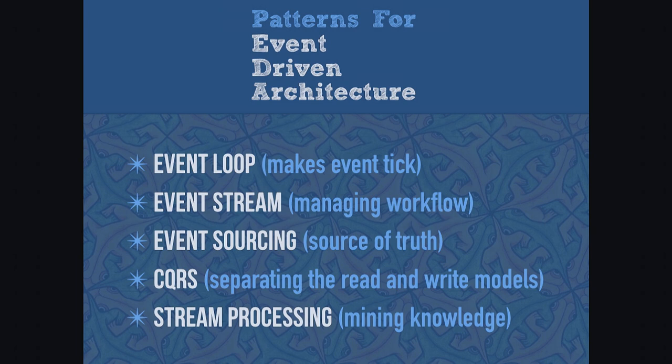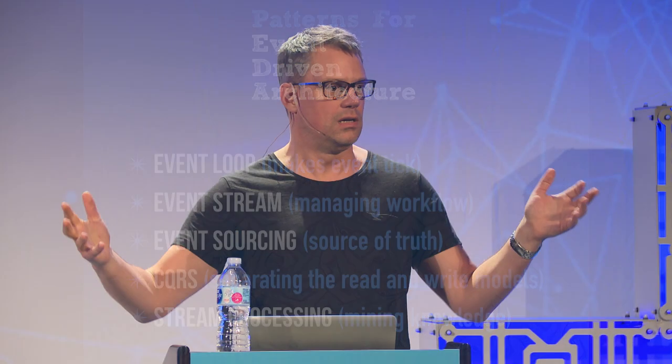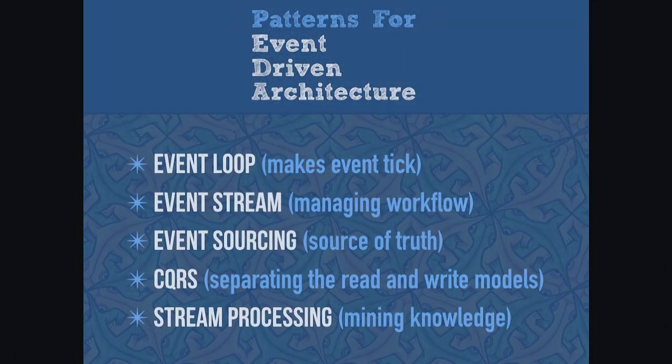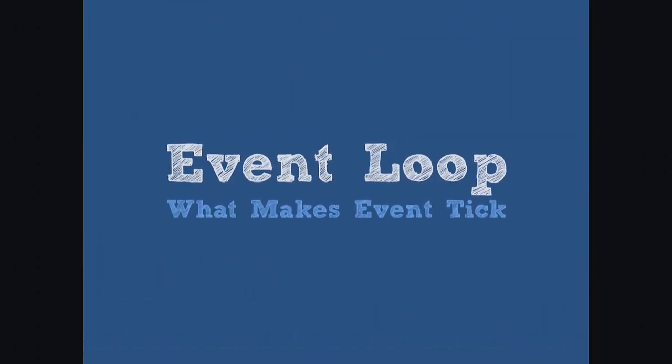So let's now look at some patterns, how to try to make sense of all this. We'll look at the event loop pattern, the underlying building block that really makes events tick. Look at event streams for managing workflow. Event sourcing, that's a great pattern on top of event logging for managing this time travel and managing the source of truth, etc. CQRS, that's a great way of separating reads and writes for different reasons, and stream processing. So the event loop is really what makes events tick.